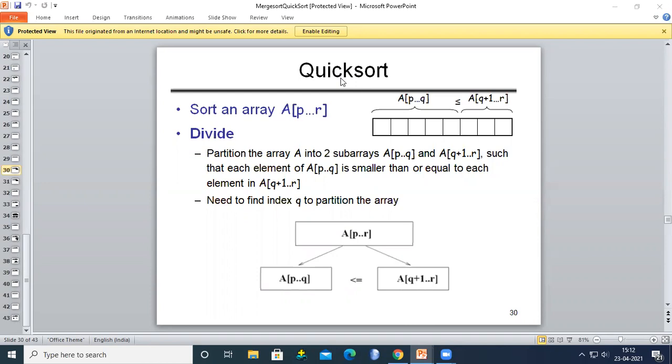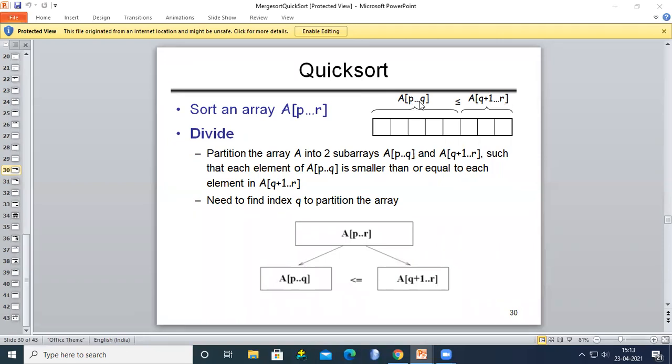So we are using A[P..R]. A[P..R] means A is the name of the array, P is the lower bound index, and R is the upper bound index. So A[P..R] means P is the lower bound, R is the upper bound. See this figure, we are considering A[P..Q] less than or equal to A[Q+1..R].